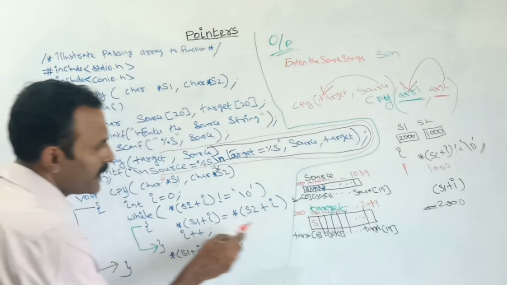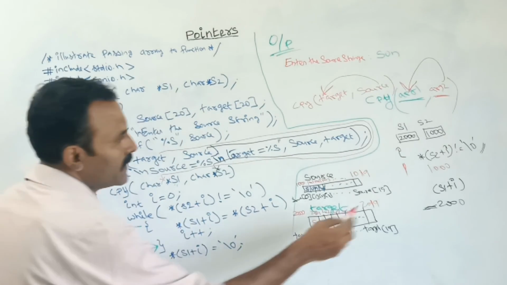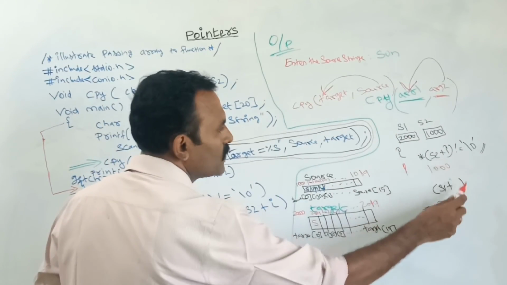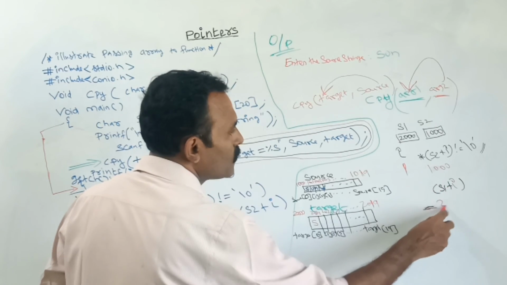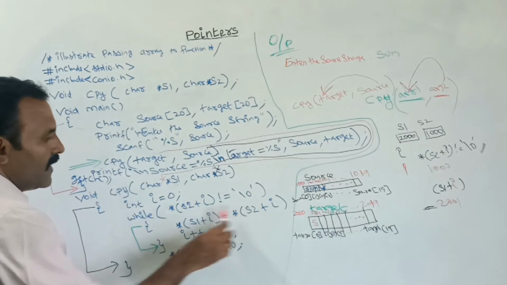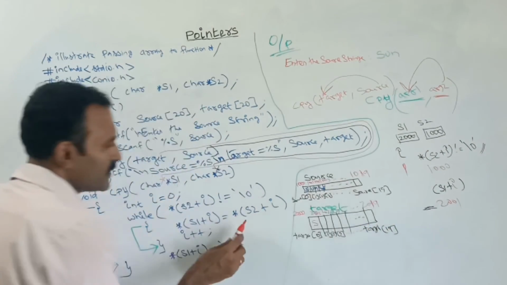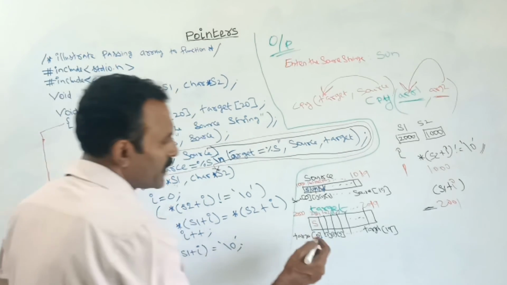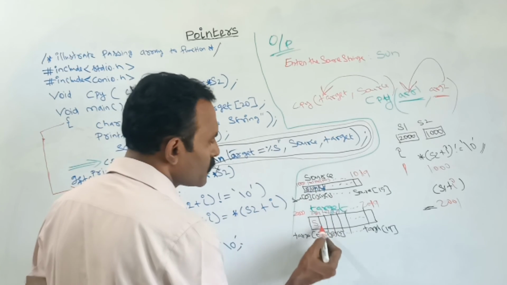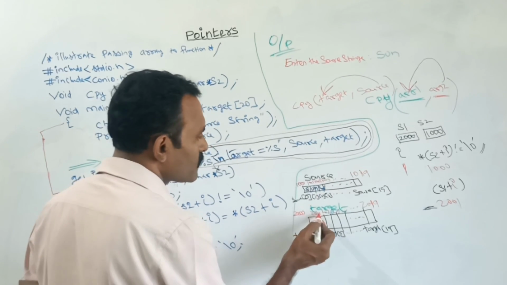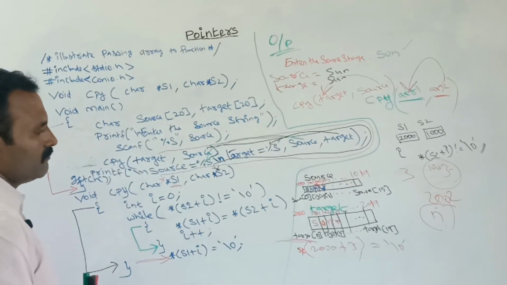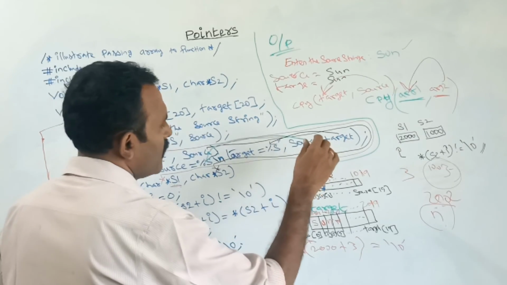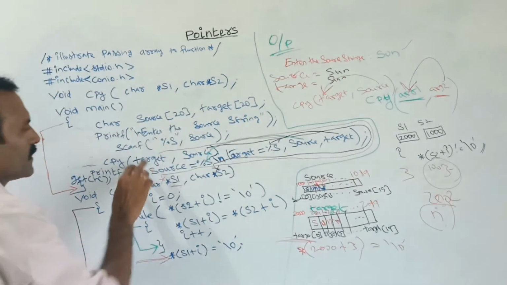So it comes inside. Here I am telling the value at S1 plus i. S1 address is 2000, the i value is 1, so 2000 plus 1 is 2001. So to 2001, the value at 1001 will be stored. The value at 1001 is U. So this U will be stored to the 2001 location. In a similar way, finally the source string we had given is copied to the target string.